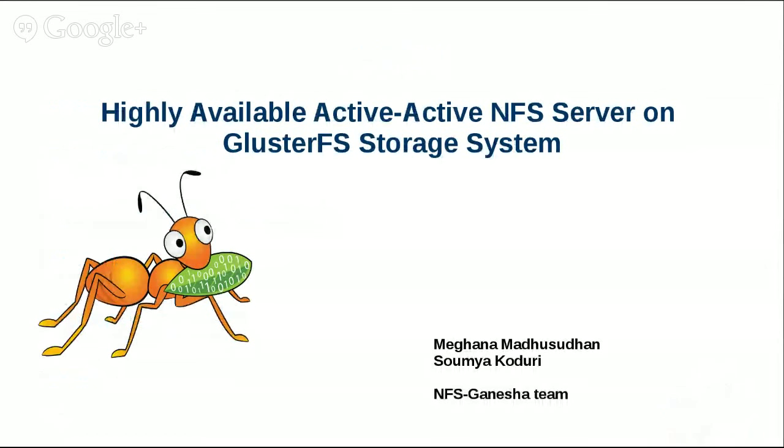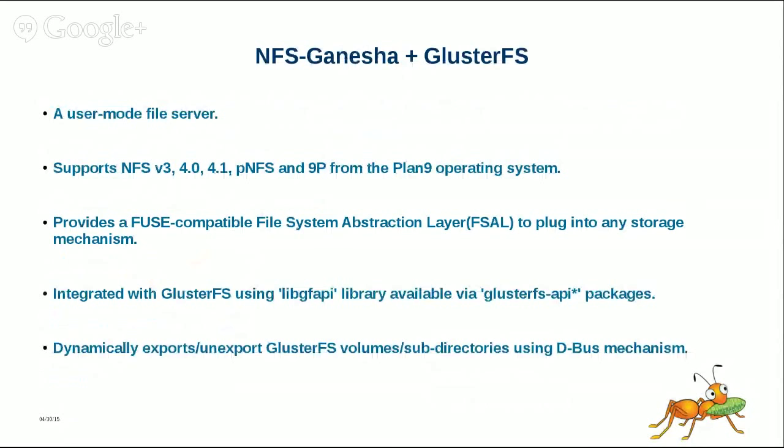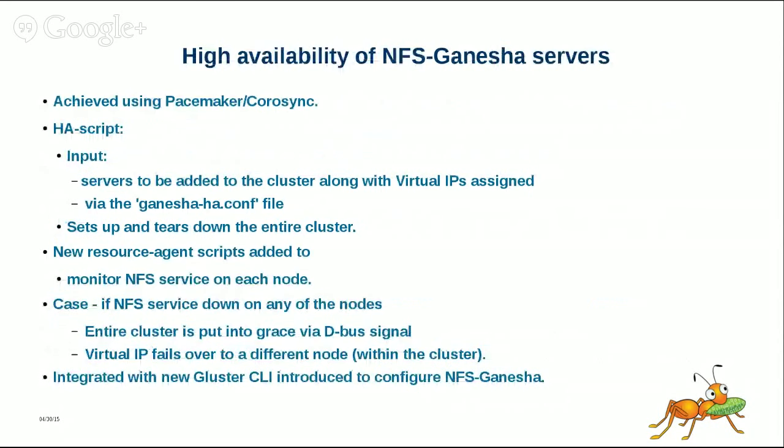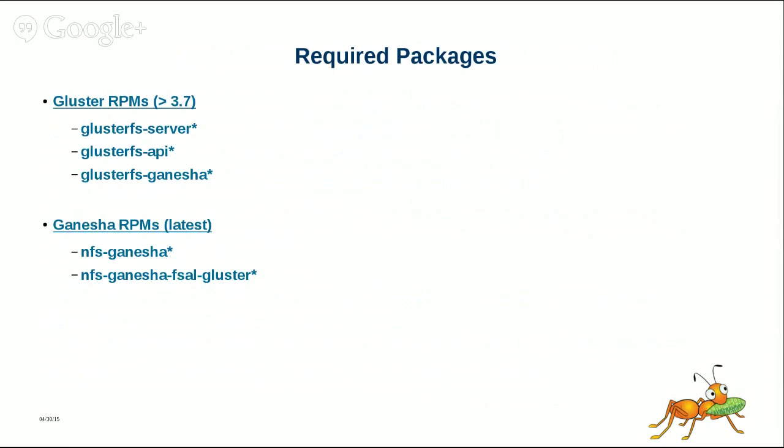So I'll just give a recap of what we had explained till now. As Meghna had explained, NFS-Ganesha has been integrated with GlusterFS using the GFAPI library, and high availability is achieved by using pacemaker and corosync. We have an HA script which does the setup and teardown of the entire cluster, and new resource agent scripts which monitor the service and do the failover as we need. The required packages are, on the Gluster side, we need to install the GlusterFS server, API and the GlusterFS Ganesha RPMs, and on the Ganesha side you need NFS-Ganesha and FSAL Gluster RPMs.